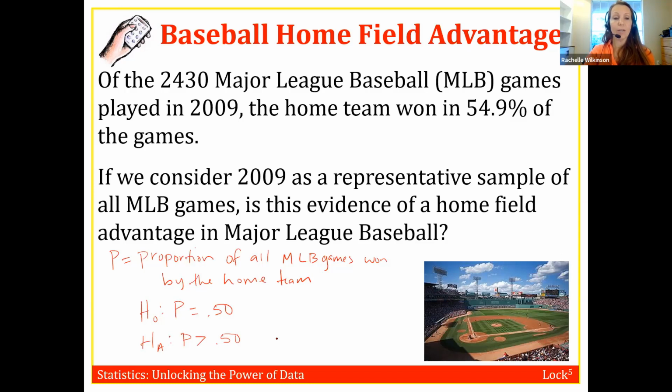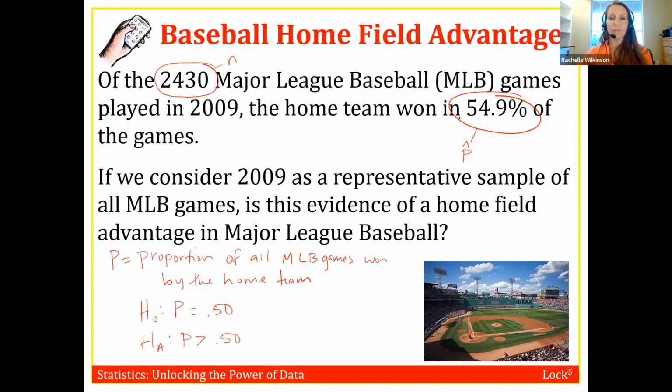All right, once I have my hypotheses and I've defined my parameters, then I would collect the data, which of course they've already collected for us here. They found that out of 2,430, so that's my N, the home team won 54.9% of the time. So they gave me P hat.